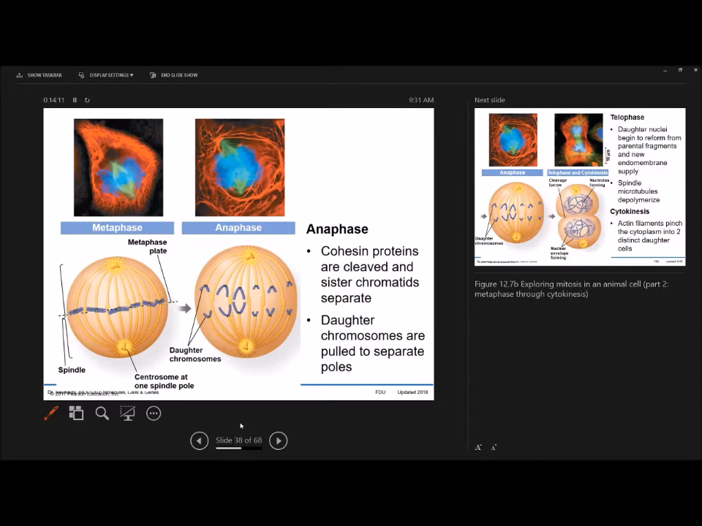So you may see that terminology. They're not chromatids anymore because they're not attached to one another. So they kind of go back to being like a whole chromosome in their own right. So sometimes we call them daughter chromosomes.